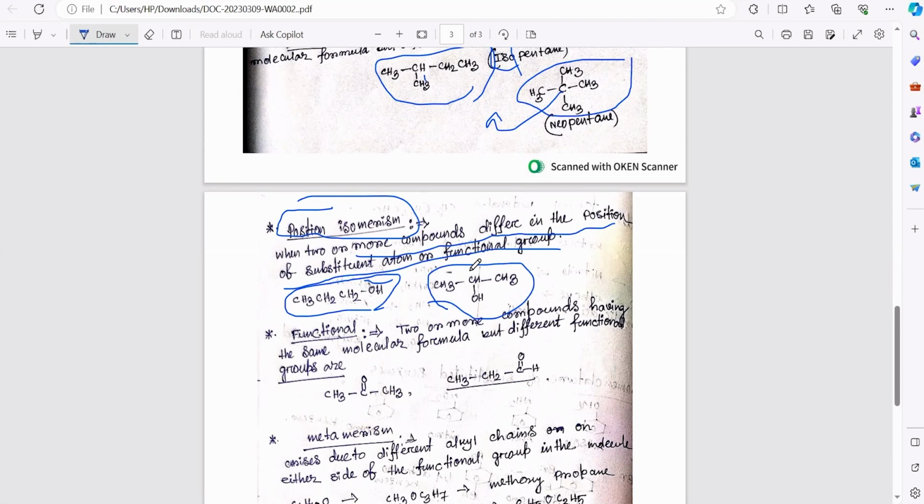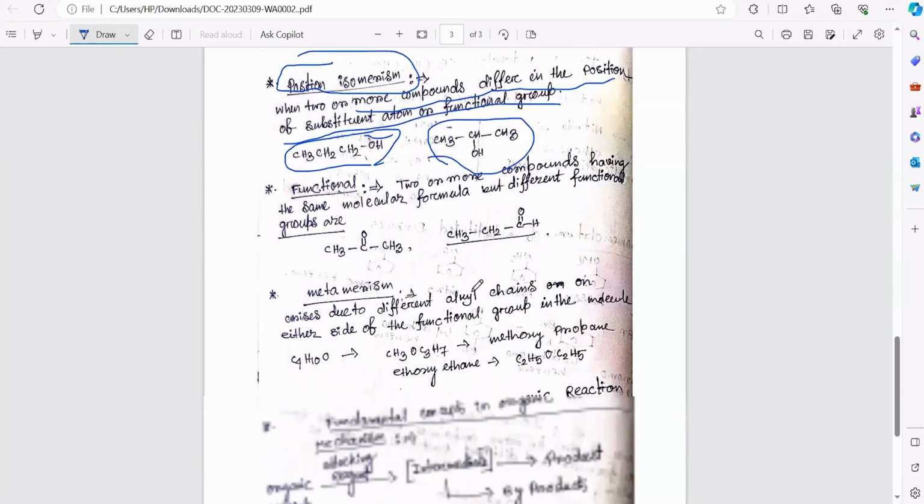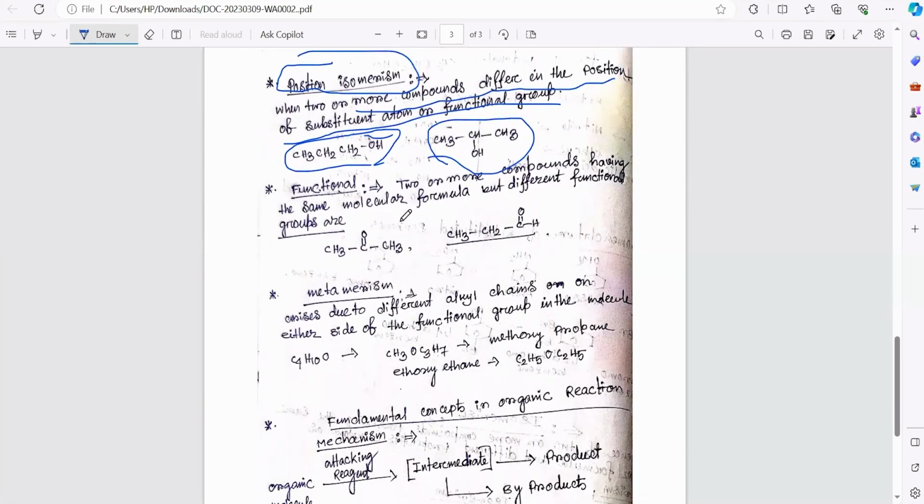So what happened? That is called position isomerism. In one compound the OH is terminal, and in the other example the OH group is internal. So that is position isomerism. And the third one is functional isomerism.